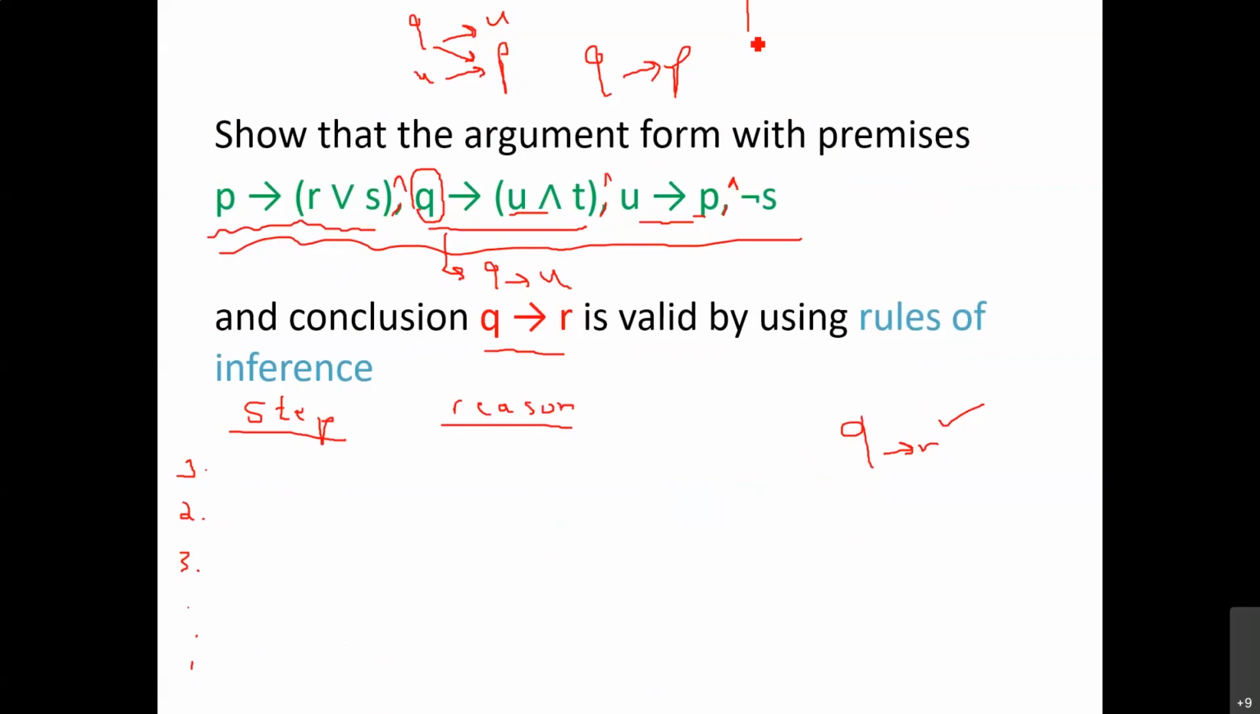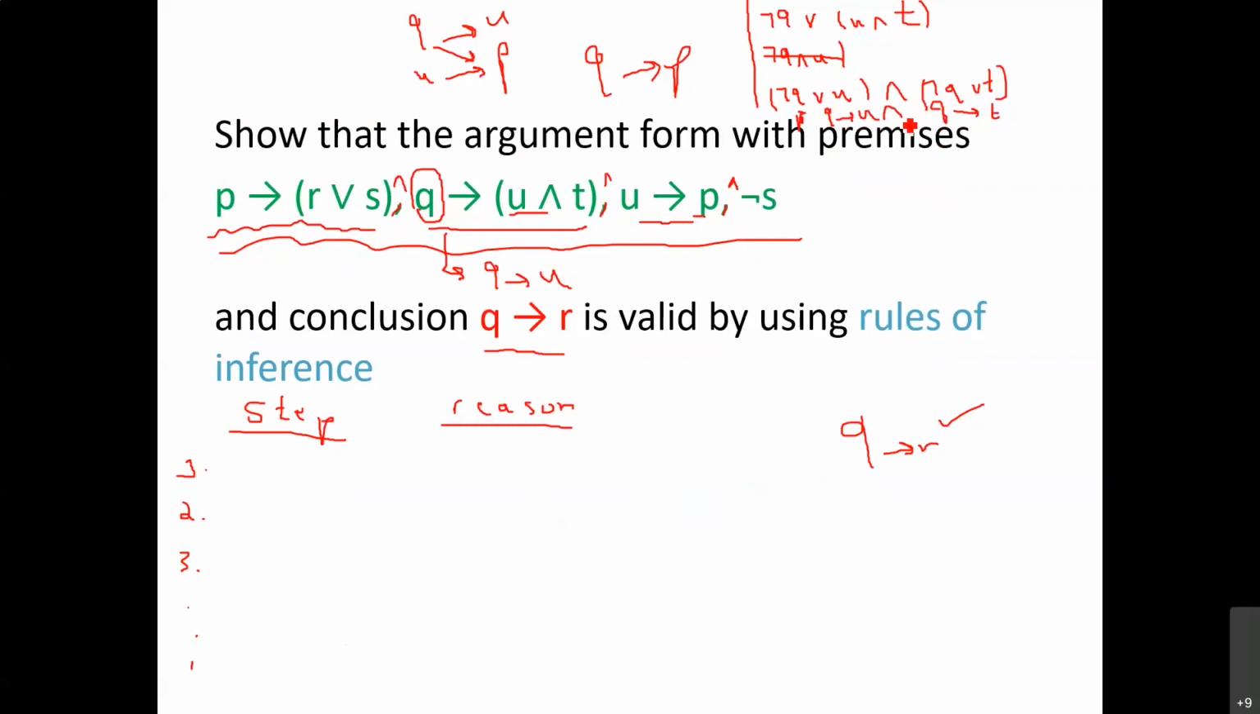Yes. What's Q implies U and T? It's just not Q or U and T. If I distribute this, not Q or U, and not Q or T. This is just Q implies U, and I have Q implies T.